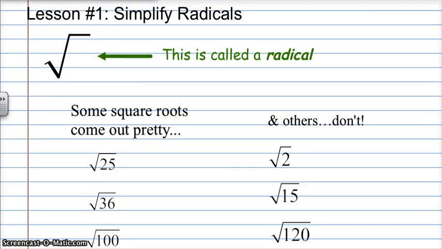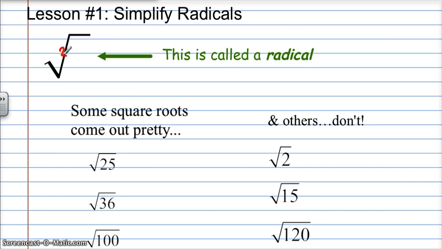This is lesson number 1 for the radical unit, simplifying radicals. The symbol on your screen is called a radical. A lot of you refer to it as a square root, and it is when it's assumed that you're talking about undoing a square. So square root, radical, that check mark thing right there, though, is called a radical.